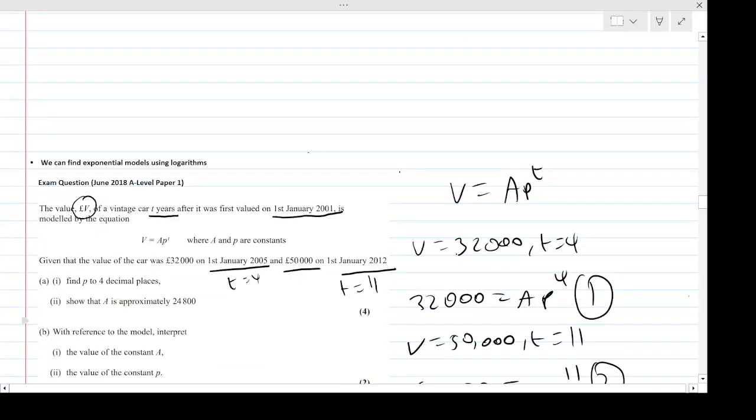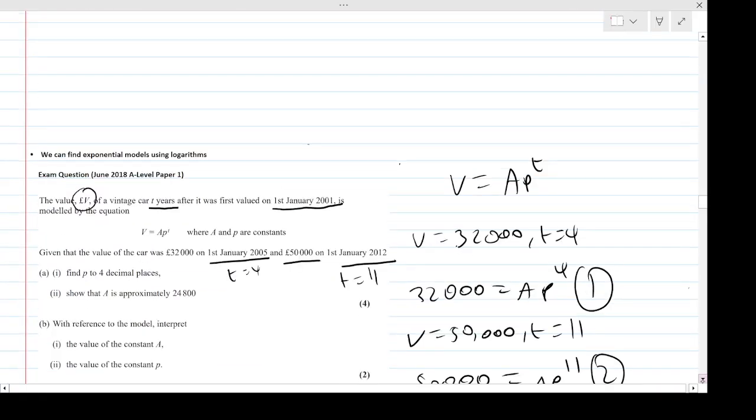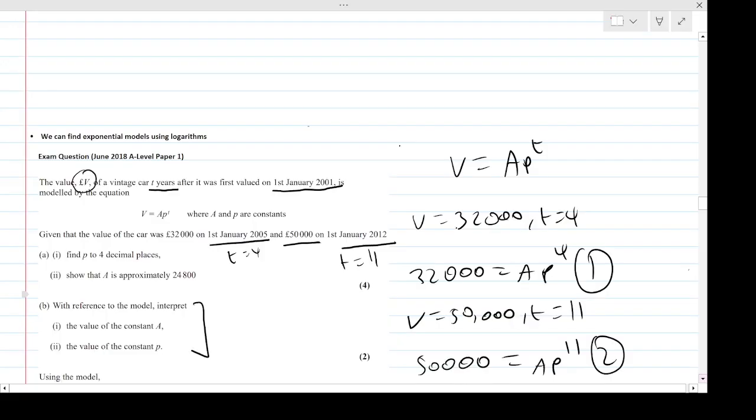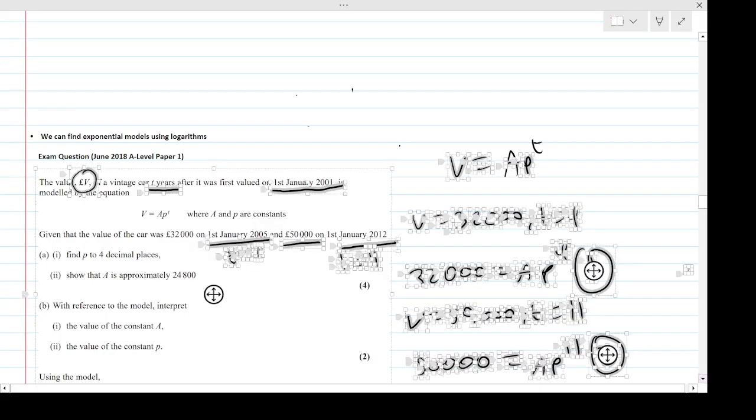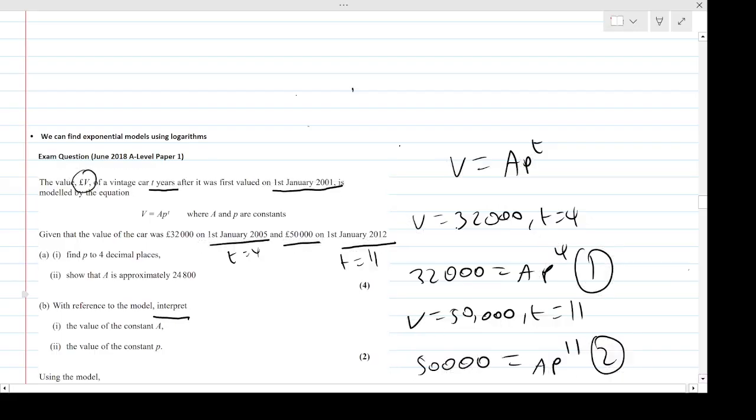Then it says, with reference to the model, interpret the value of A and P. So again, command word interpret. What that means in exams or in questions is you need to give the context of what it means. So like the real life meaning of what the value is. Okay. So in this case, we're talking about a value of a vintage car. So what does that mean in reference to that vintage car?